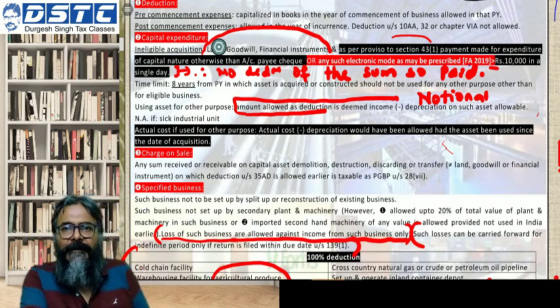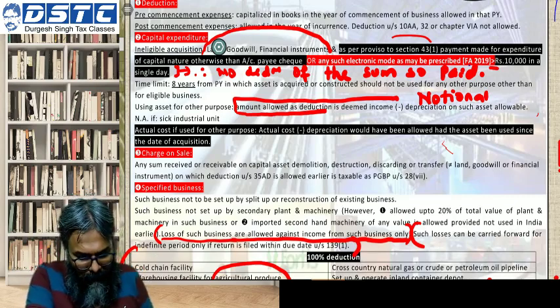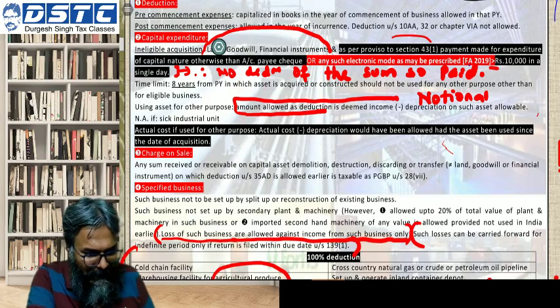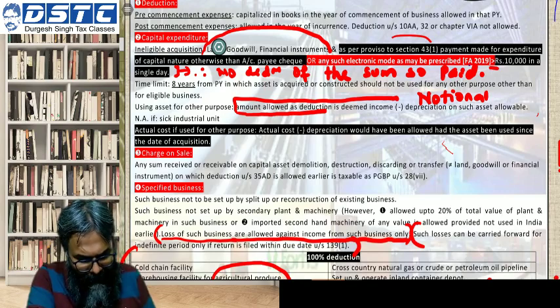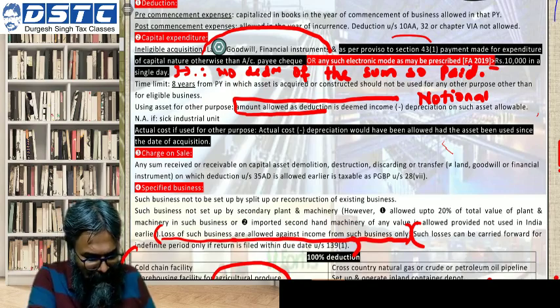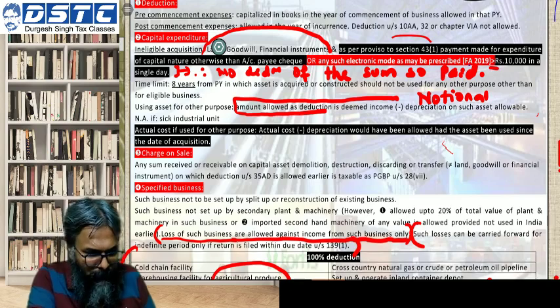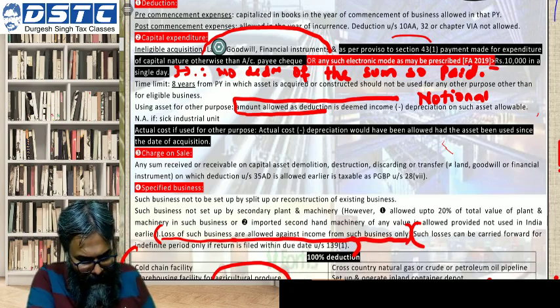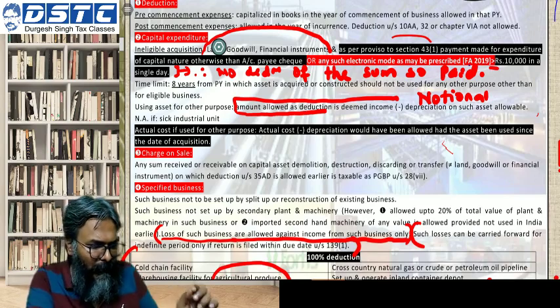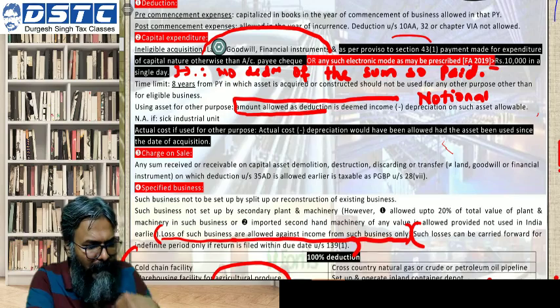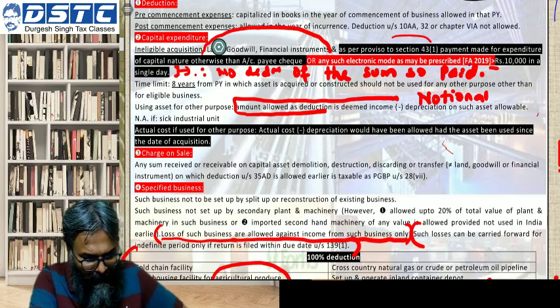One is the loss of such business is allowed to be set off only against the profit from such business. Only against the profit from such business. Okay, so that is point number one. And what about point number two? Such loss can be carried forward for an indefinite period only if the return is filed within the due date of section 139 subsection 1.